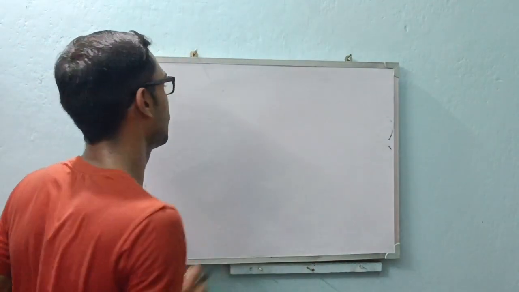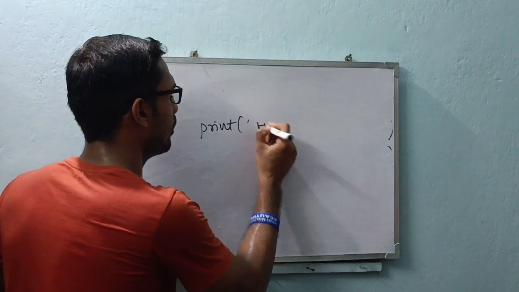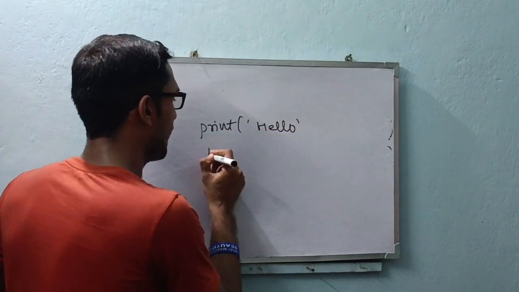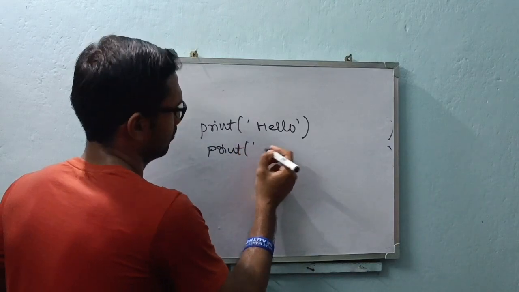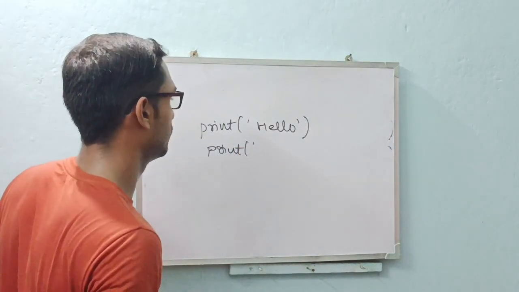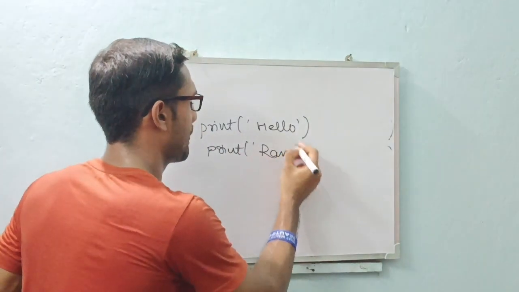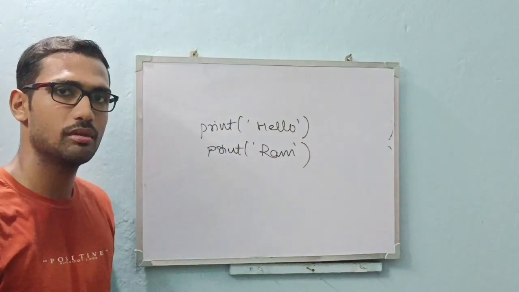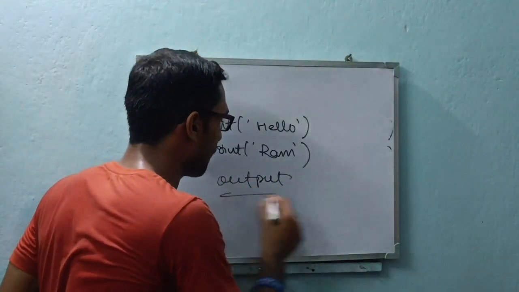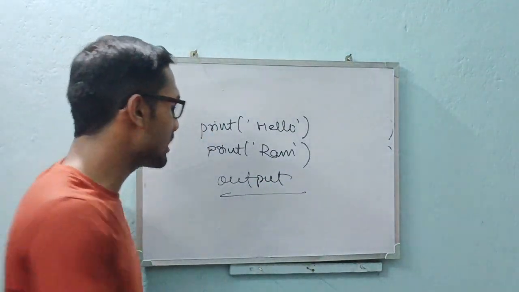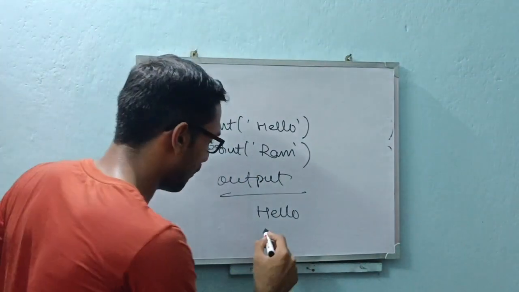Let me explain. Suppose I have two print statements. Print hello. Another print statement, print hello Ram. So I have two print statements. How will the output be shown? That's important. It will be shown something like this: hello, Ram.